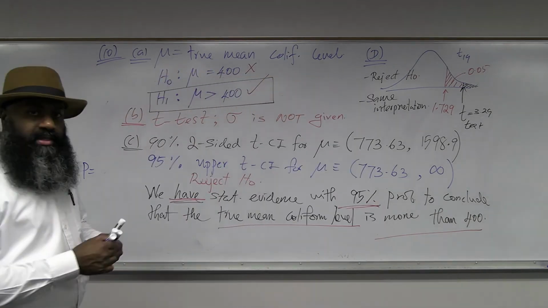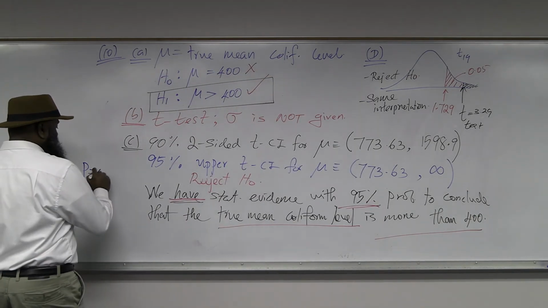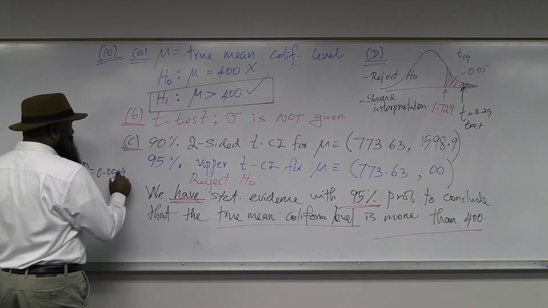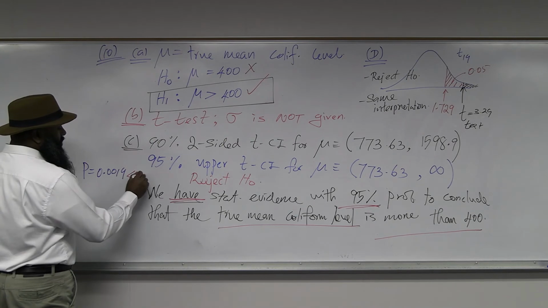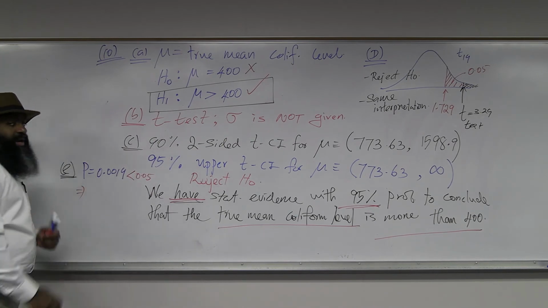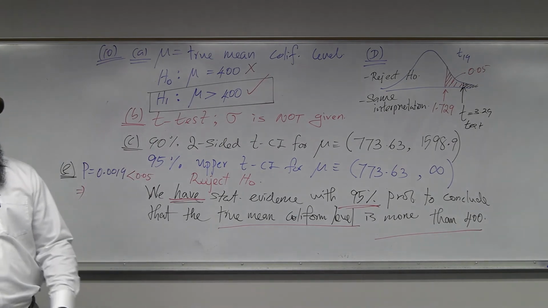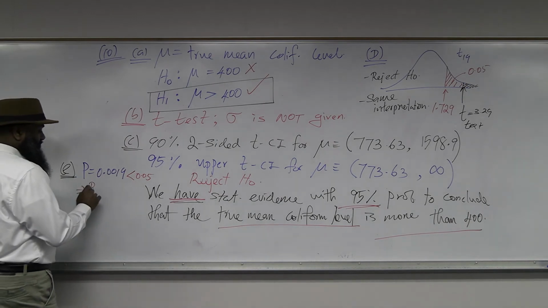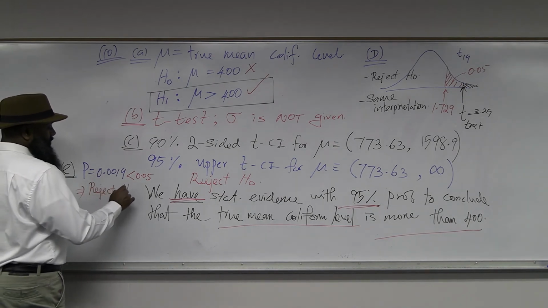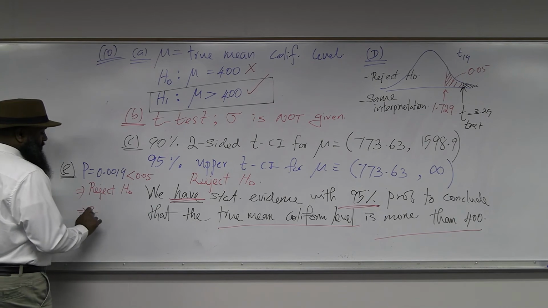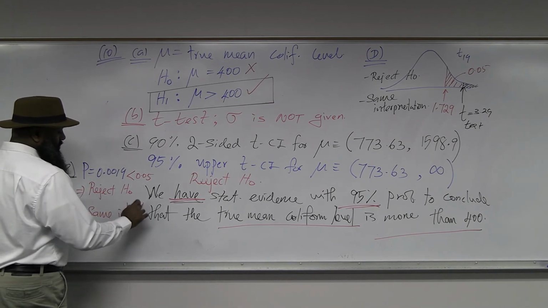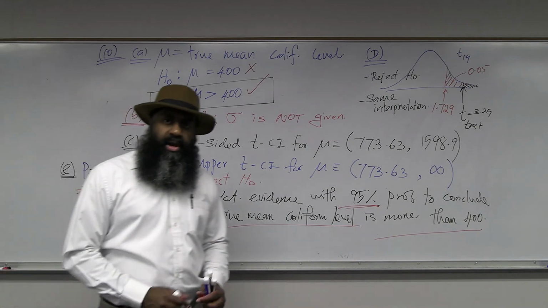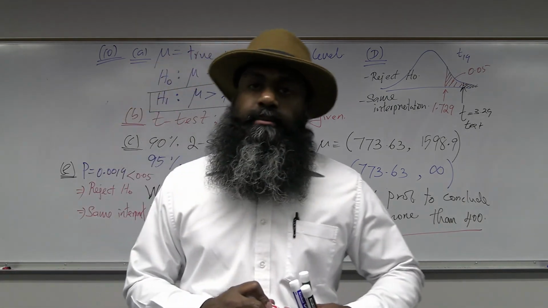The p-value is 0.0019, which is clearly lesser than alpha. When the p-value is lesser than alpha, or 0.05, we reject the null hypothesis. That means we get the same interpretation again. So you don't have to write it again for part E.